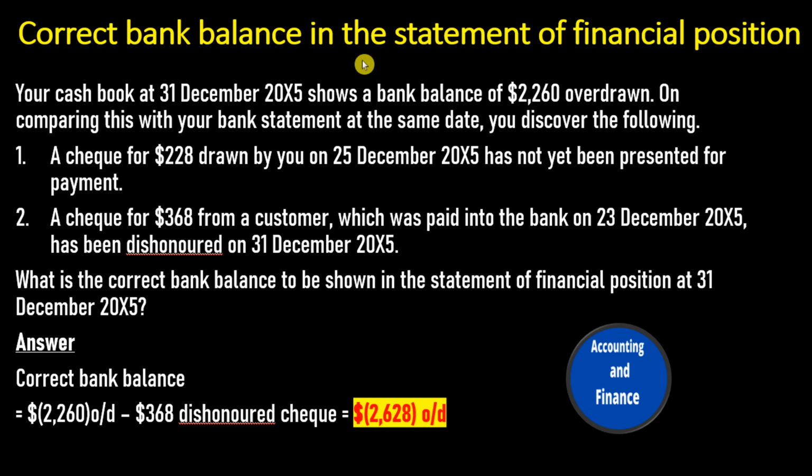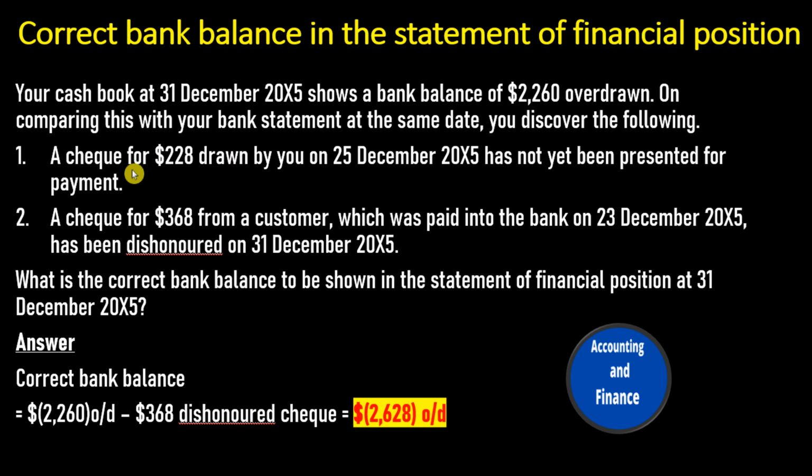Correct bank balance in the statement of financial position. Your cash book at 31 December 20X5 shows a bank balance of $2,260 overdrawn. On comparing this with your bank statement at the same date, you discover the following.